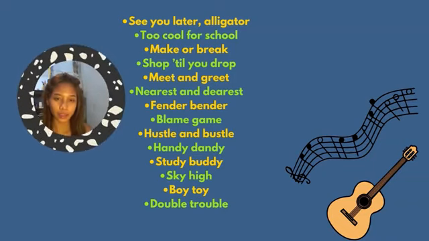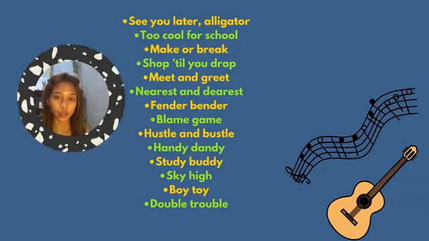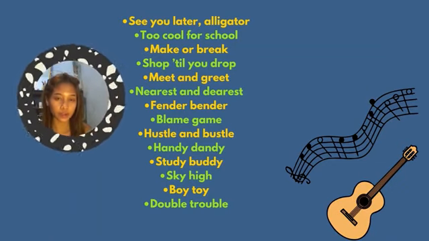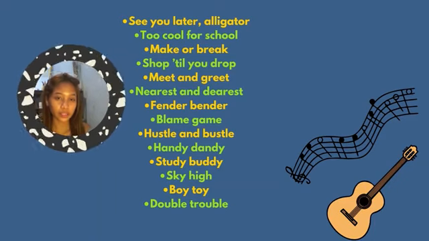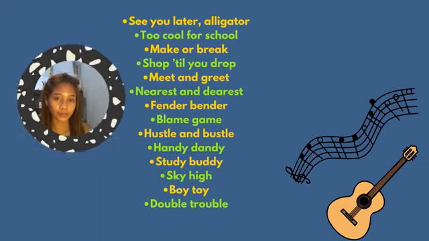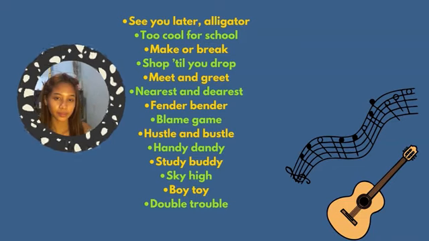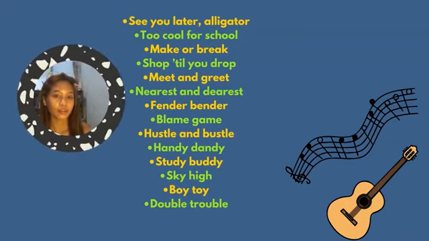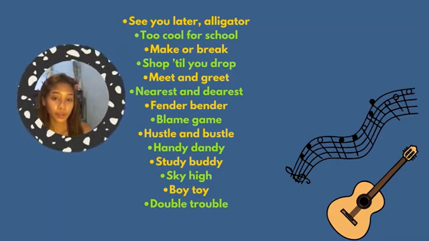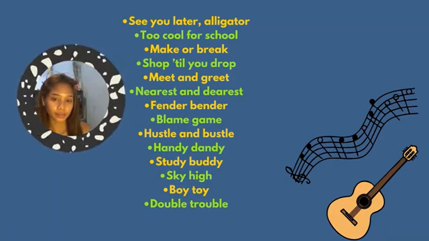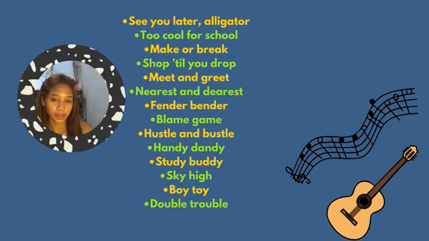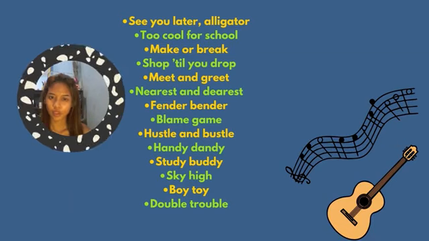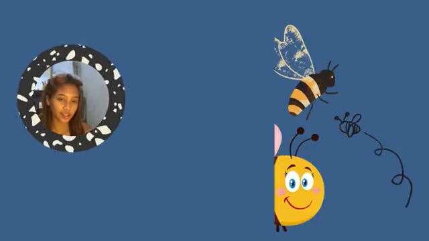Now, in every example, we have colors yellow and green. I will say color yellow and you will say green. Am I understood? Let's start. See you later, alligator. Make or break. Meet and greet. Fender bender, hustle and bustle, study buddy, boy toy. Great! Did you understand something about phonology?